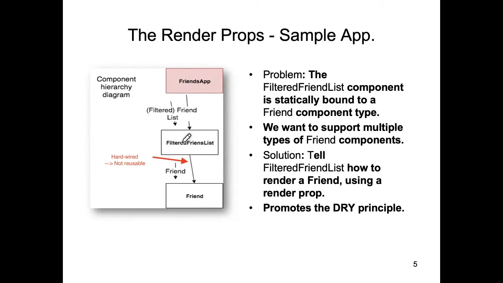What we would like is for the filtered friend list component to be able to deal with both scenarios from the previous screen. So the problem with the design that we used in an earlier lecture is that the filtered friend list component is statically bound to a particular friend component type. We want it to be more dynamic. The way we're going to achieve this is by using the render prop pattern. As we'll see in a second in the code, this component here is going to pass down to this component a function, and that function will express the way a friend should be rendered. So this is now controlling how it wants a friend instance to be rendered on the screen.